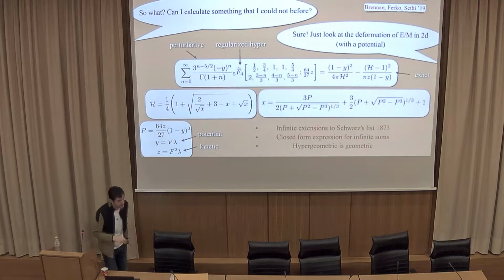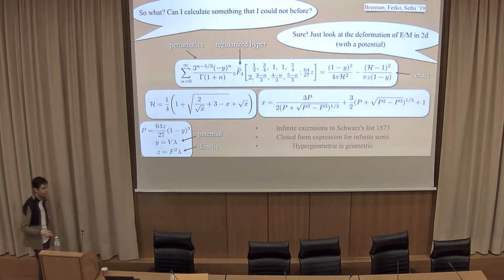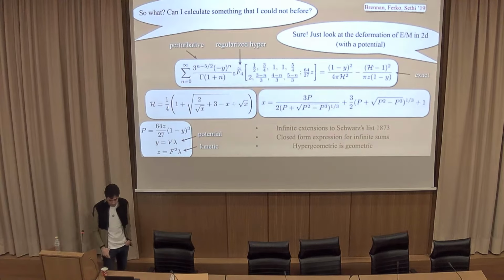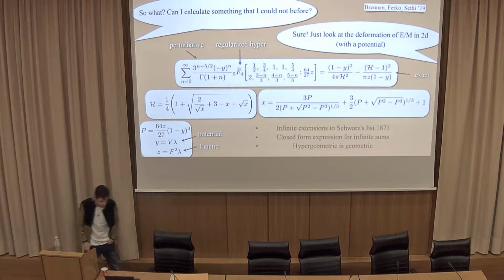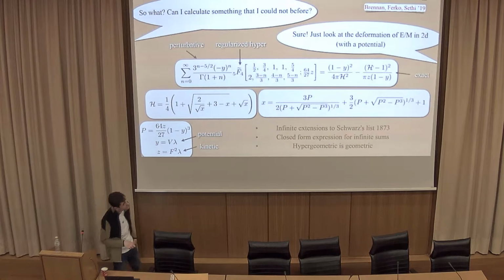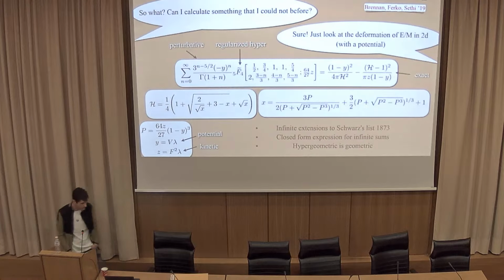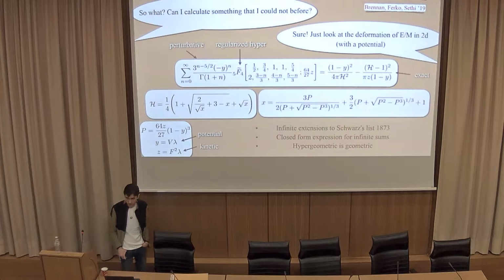Okay, so what? I have some dynamics here between gravitational and field theories. I have some deformations. So what can you do with this? What can I calculate that I could not before? So Seth in France in 2019 looked at the T-bar deformation of just pure electromagnetism in d equals 2, and they found that the resulting action is actually a hypergeometric function.